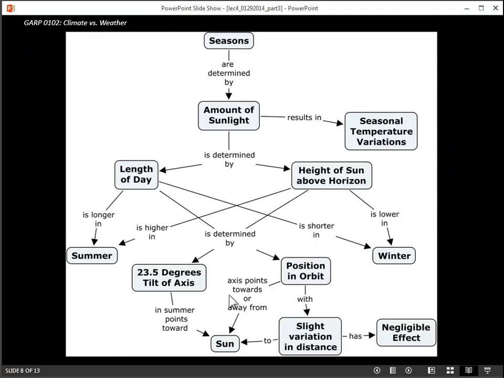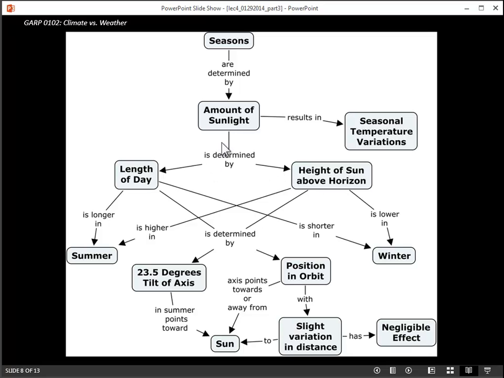Now here's our concept map or flow chart, right? You have that as a handout, as a hard copy, and of course it's also on our course web page. Let's step through this. Right, we start at the top. Seasons are determined by the amount of sunlight, which result in temperature variations. That makes a lot of sense. The amount in sunlight, in turn, is determined by two factors: the length of day and the height of the sun above the horizon. That's the sun angle.